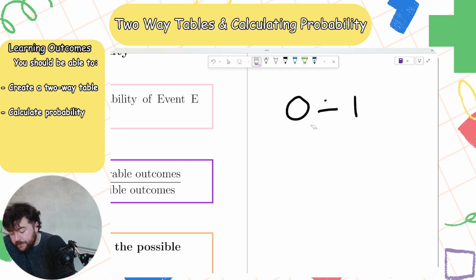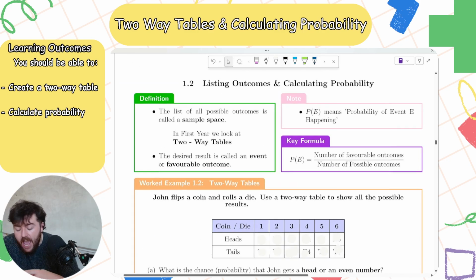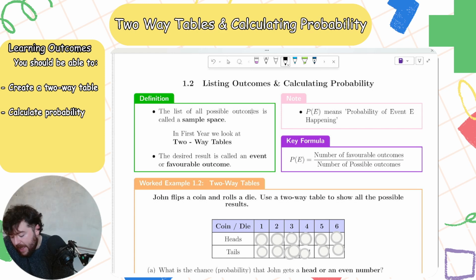Last video we were looking at calculating how many outcomes two events have. This video we're going to look at how we can systematically write all of these outcomes. The list of all possible outcomes is called a sample space, and in first year we look at something called a two-way table, which is what we see down here.